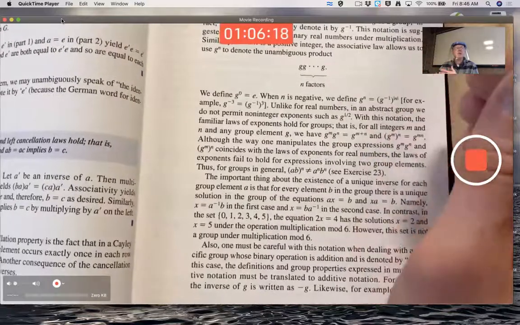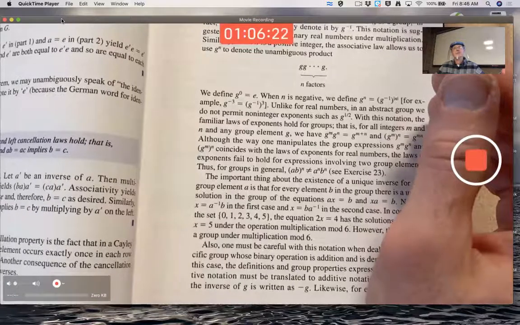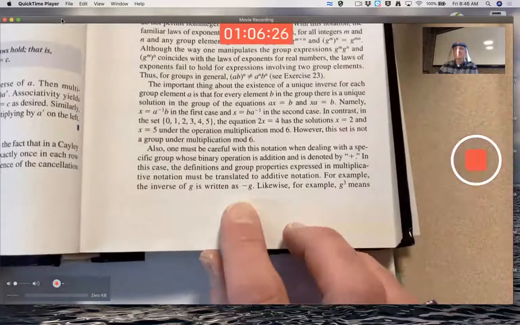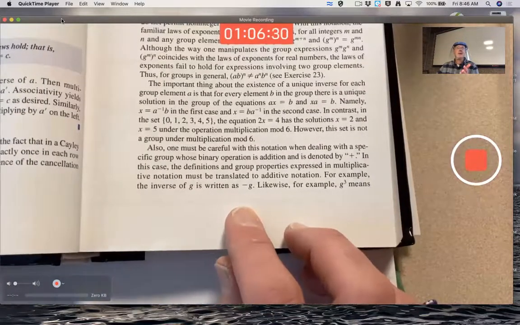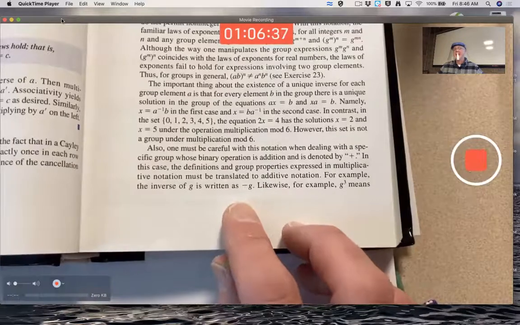N times G, when the operation is addition, means G added to itself n times if n is a positive integer. Negative G in that context means the additive inverse. And negative 3G, for example, would mean adding negative G to itself 3 times, where negative G is the additive inverse of G.